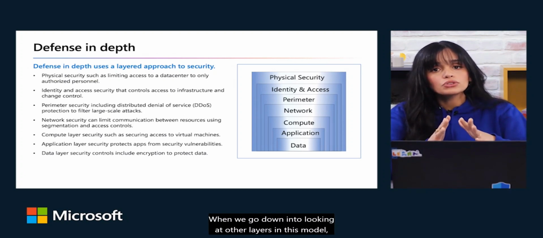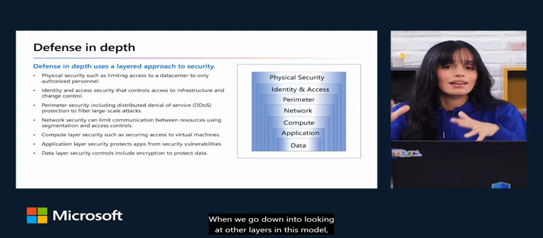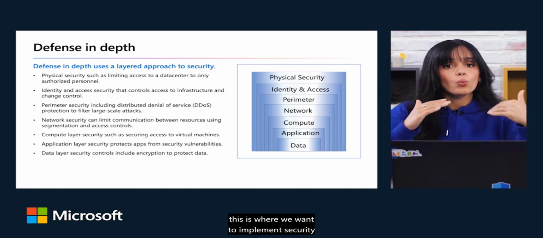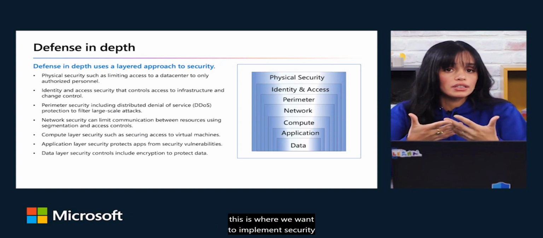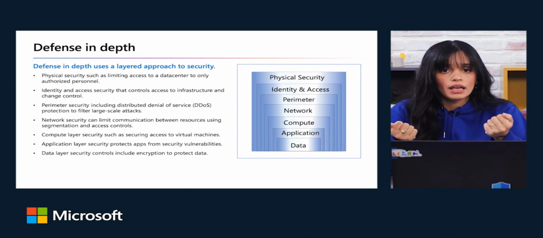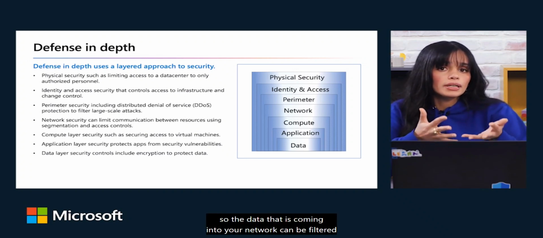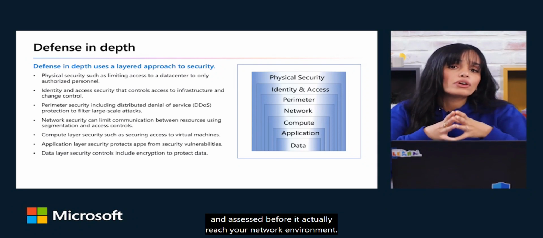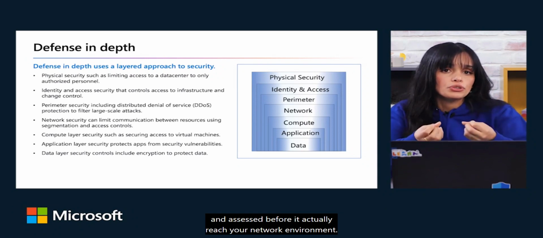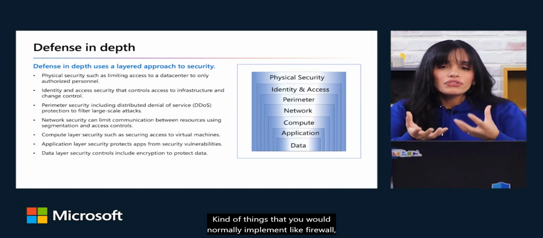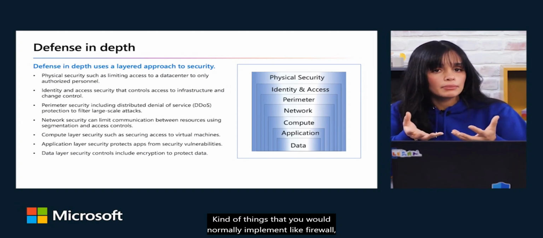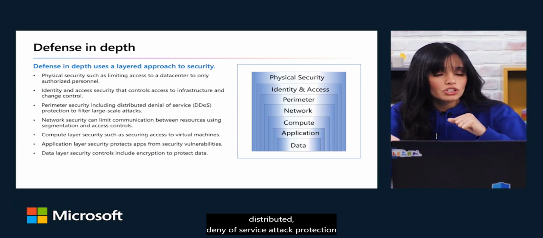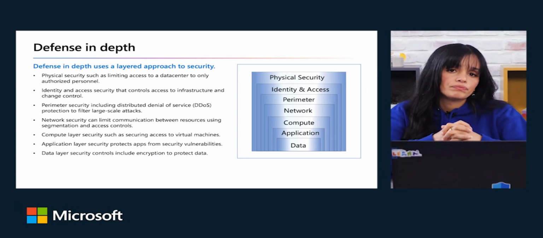When you go down into looking at other layers in this model, like the perimeter layer, this is where we want to implement security to all the solution. So the data that is coming into your network can be filtered and assessed before it actually reaches your network environment. Things that you would normally implement, like firewall and distributed denial of service attack protection, are applied there.